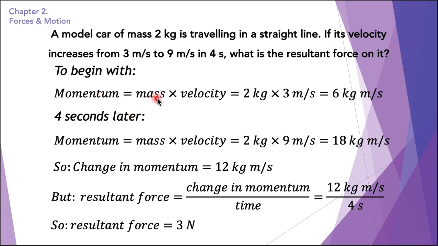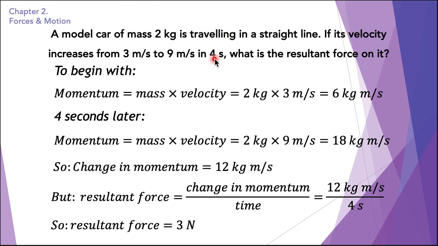Momentum is equal to mass into velocity. We have read this equation when we were understanding momentum. So momentum is equal to mass into velocity. We have mass here and the first velocity, which is 3 meters per second. So when these two are multiplied, we get 6 kg meter per second, which is the momentum.